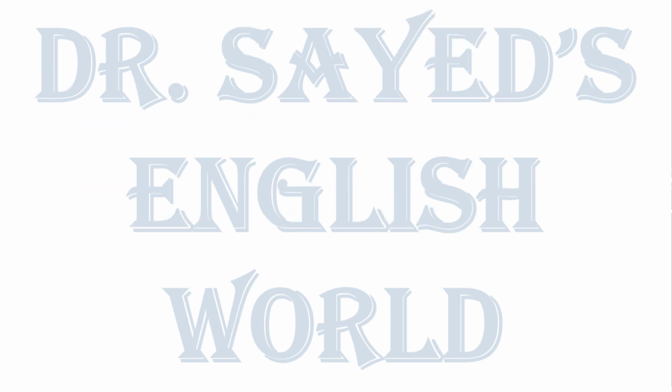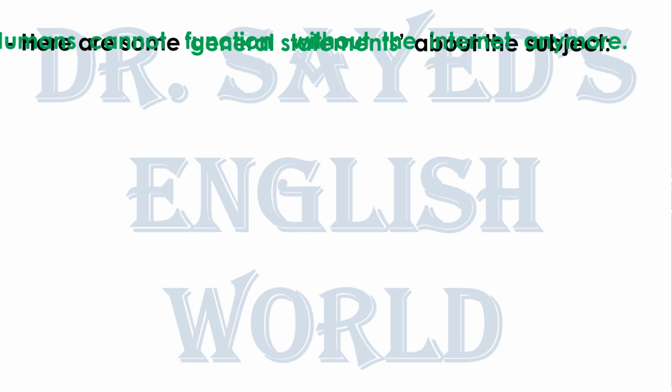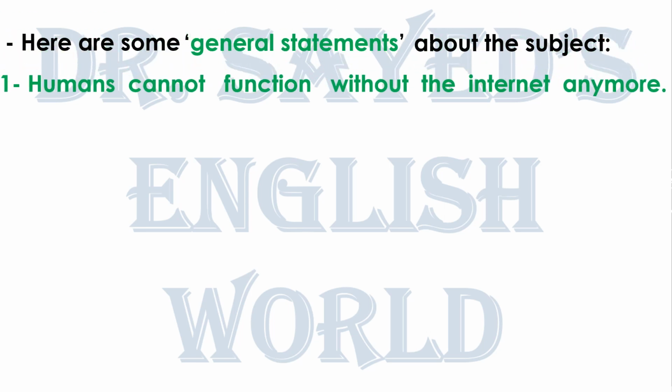Okay, let's have a look at some general statements related to the topic we are talking about. For example, humans cannot function without the internet anymore. By the way, a general statement is related to the topic, but it's not the topic sentence. It is a general sentence about, in our case, the internet. We are talking about the usage of the internet. So this sentence is about the internet, but it's not the topic sentence. It doesn't refer to the main idea we are talking about.